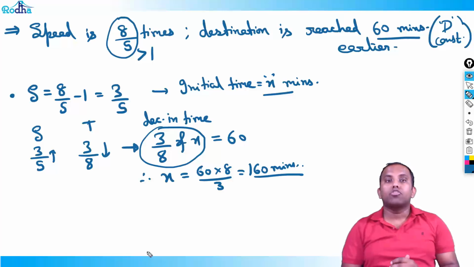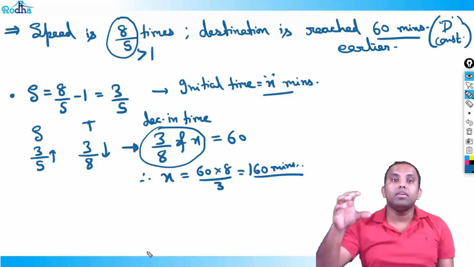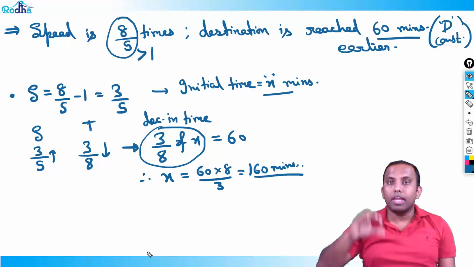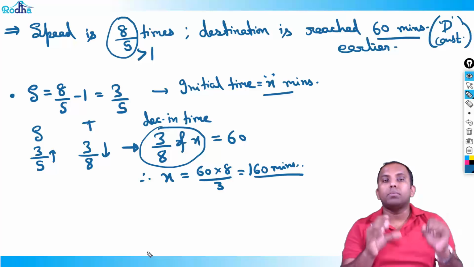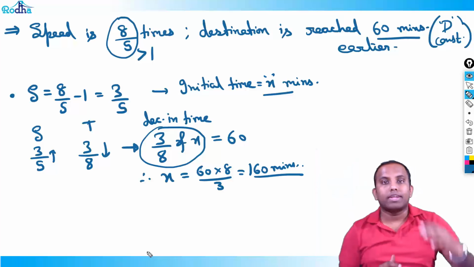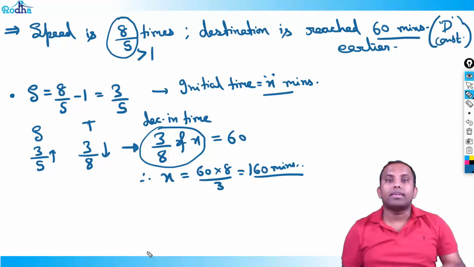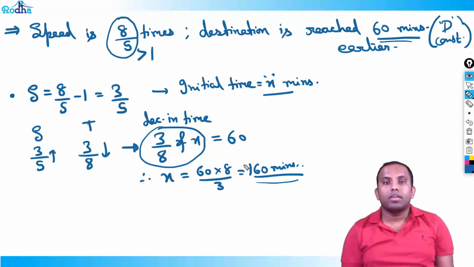So what is that x now? I can calculate. Speed has become 8 by 5 times, so speed is increased by 3 by 5, that means time will decrease by 3 by 8, n by d plus n. So time is decreased by 3 by 8 of the initial time. Let's say the initial time was x, so time has decreased by 3 by 8 of x. That decrease in time is equal to 60 minutes. So x is 60 into 8 by 3, that is 20 into 8, that is 160 minutes, the initial time.